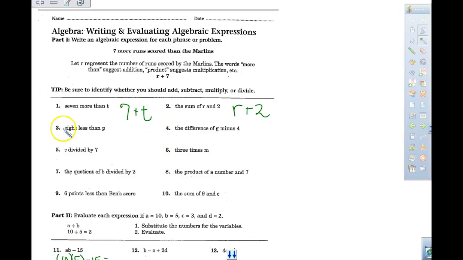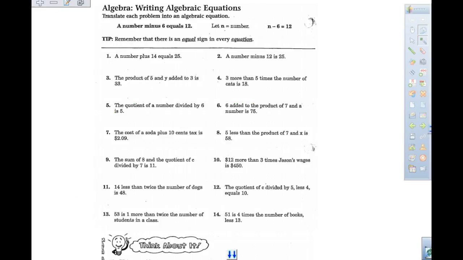Which one are you looking at? 8 less than P. That's our switch order one. Anytime you have less than, you have to switch the order. Okay? Now, it is very likely there will be a homework quiz tomorrow on, here's a phrase, write an expression. Here's a phrase, write the equation. Just really quick from what you've done here, something that you've seen. So, you're all looking at this page, front and back, for your homework.